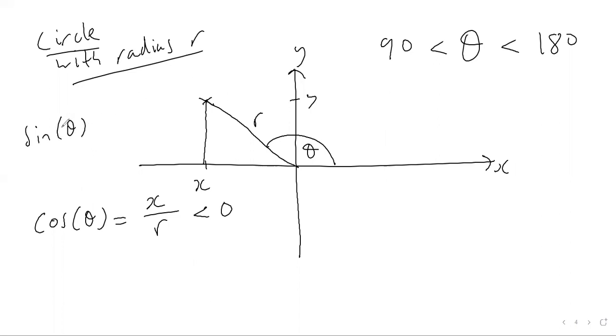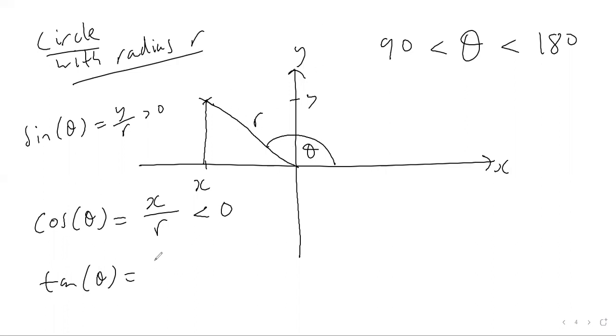So when you put an angle between 90 and 180 into your calculator, sine theta will still be a positive number, but cos theta is now going to be a negative number, as we can see from the graph here. That means tan theta is also going to be negative, and we can see that because the gradient of this radius line is a negative gradient.